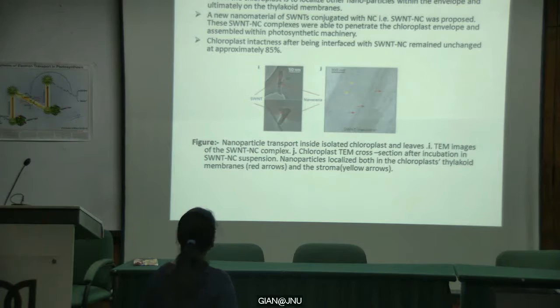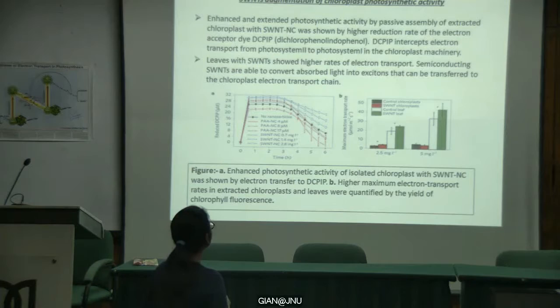The enhanced and extended photosynthetic activity by passive assembly of extracted chloroplast with single wall nanotube and nanoceria was shown by higher reduction rate of electron accepted dye, dichlorophenol indophenol. This DCPIP accepts electrons transferred from photosystem 2 to photosystem 1 in the chloroplast machinery. So, as the rate of electron flow increases, there is greater reduction in DCPIP. Right.